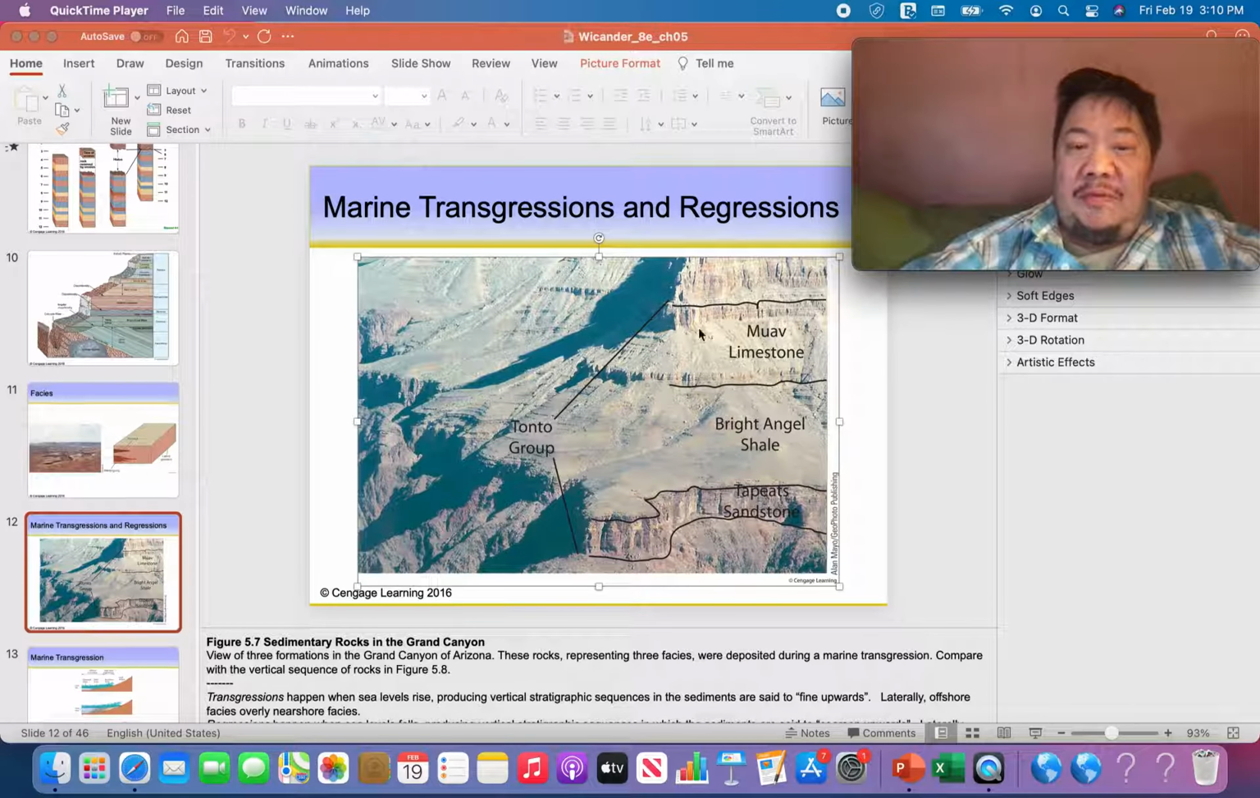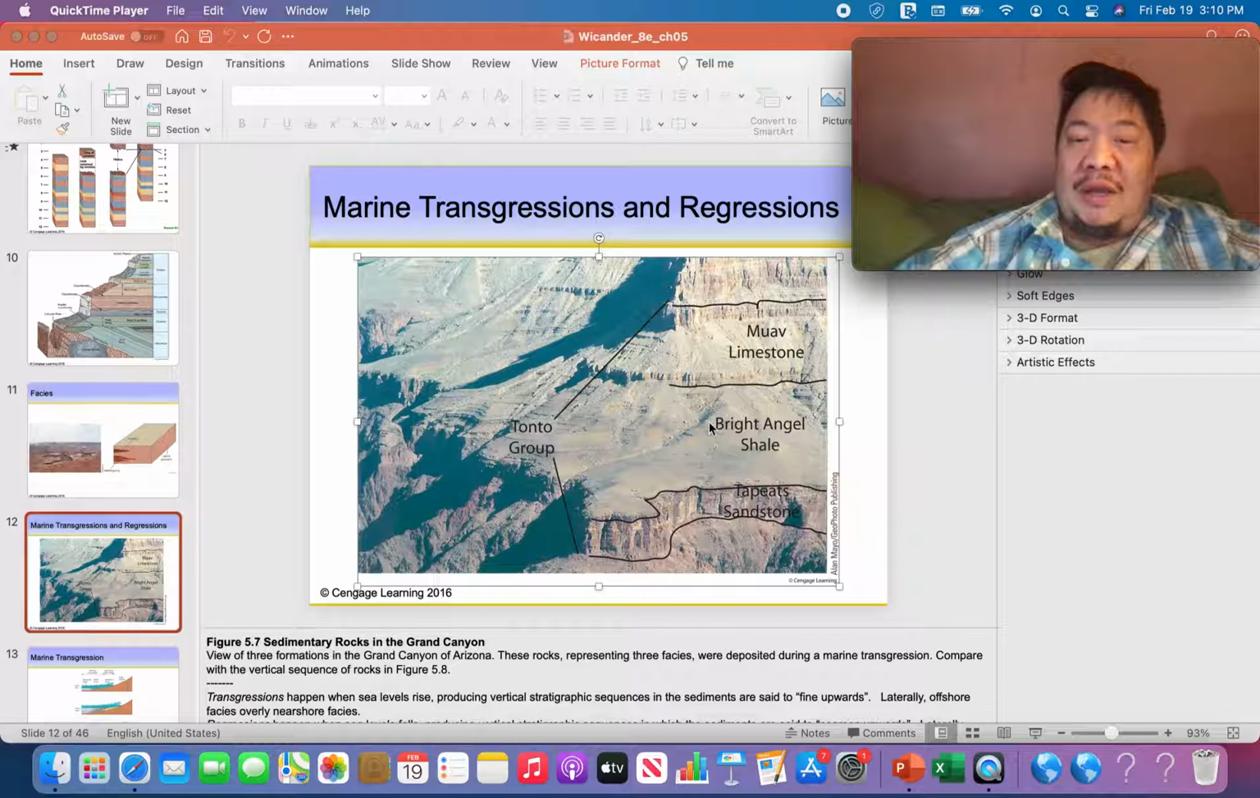Look at this group of sedimentary rocks called the Tonto Group in the Grand Canyon. Here you've got a bed of sandstone called the Tapeats Sandstone. Then you've got the Bright Angel Shale and the Muav Limestone. So this sequence of sedimentary rocks is a transgressive sequence, meaning that sea level rose and invaded the land, depositing limestone on top.